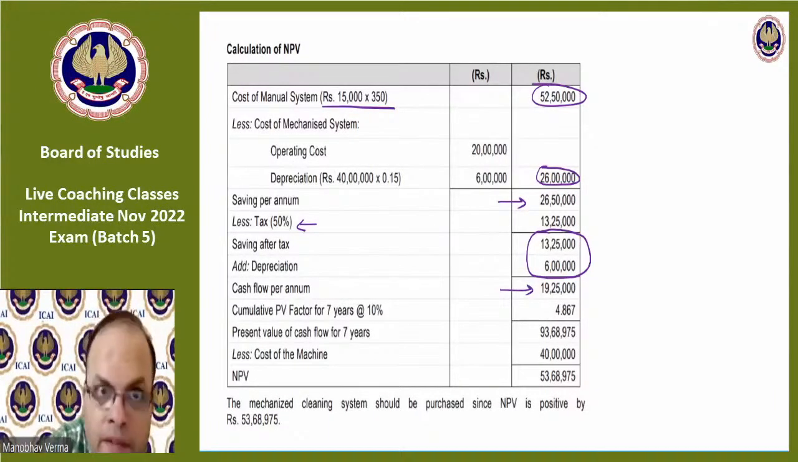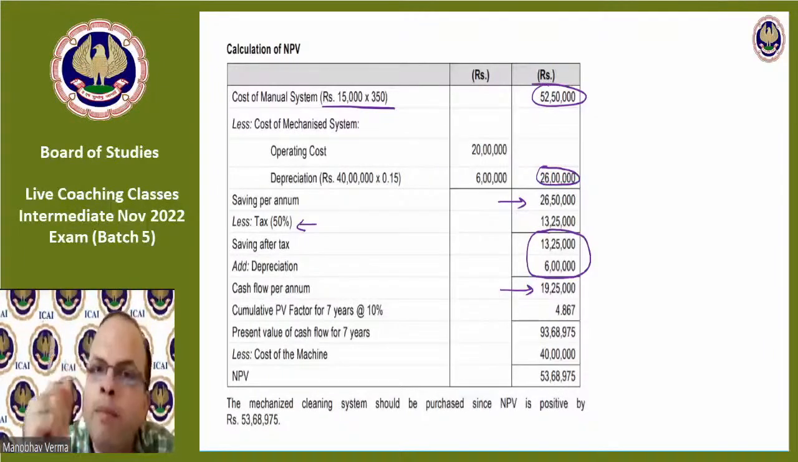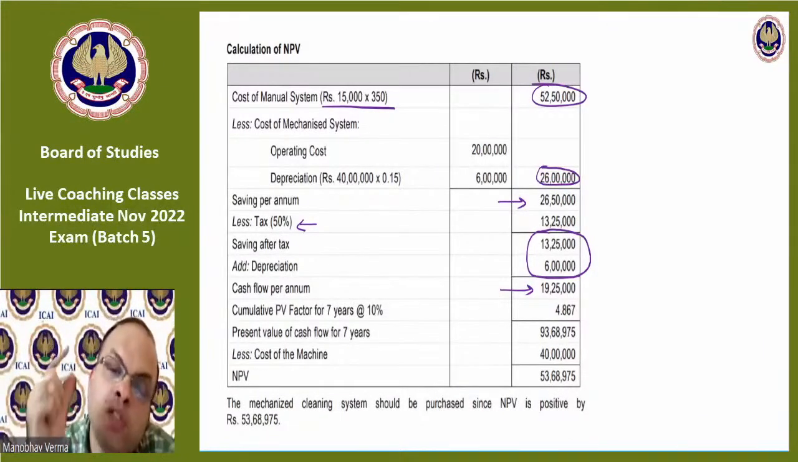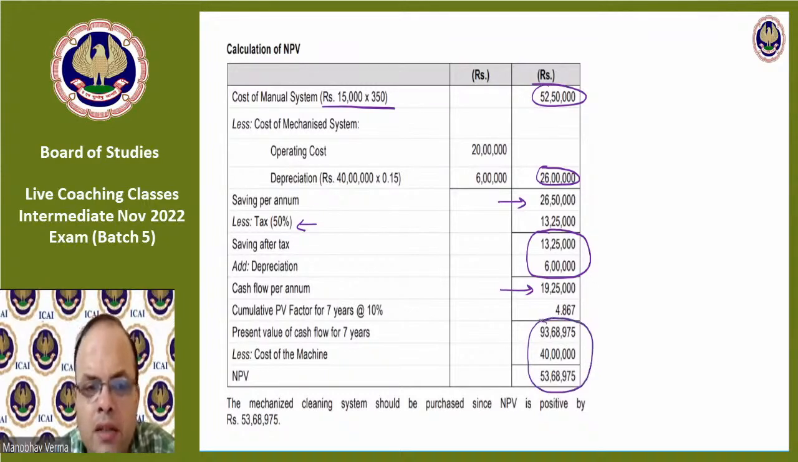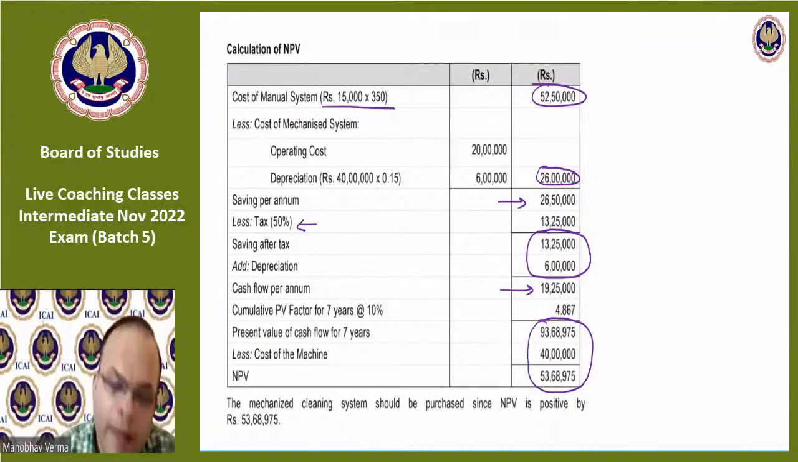I want a confirmation from everyone whether you are clear till this point. What I did was we took the cost of the manual system separately. We compared that with the cost of the mechanized system and we talked about the savings. Savings was 26,50,000. That savings would have resulted in a tax liability as well. And then we added back depreciation. And then we calculate the present value, which gives us 93,68,000. As compared to the cost of the machine, we are talking about a big savings here. That means you should be going for automation here.